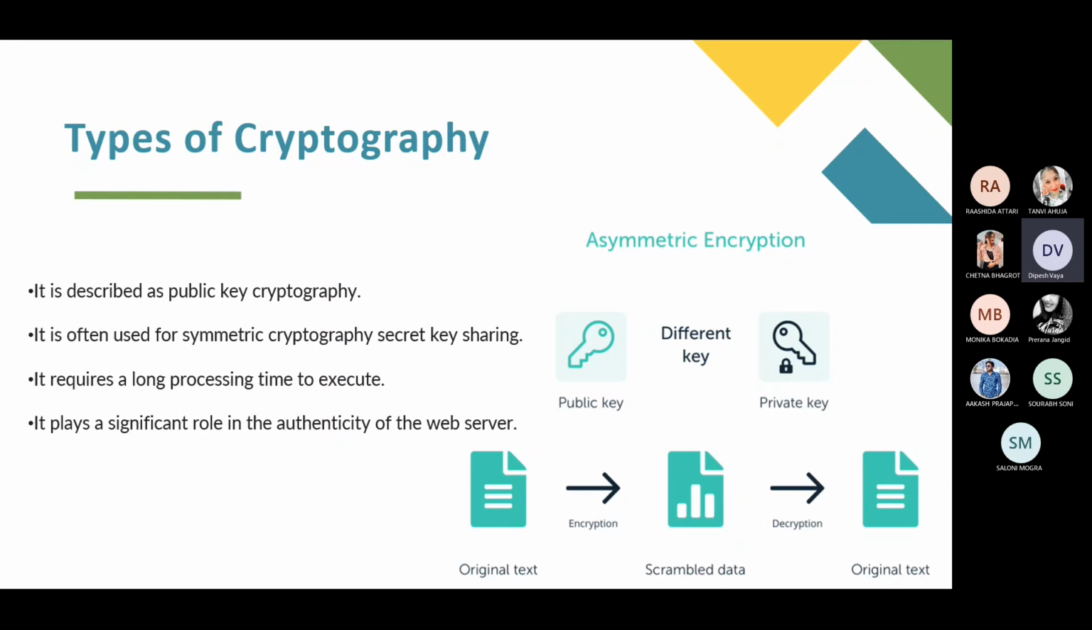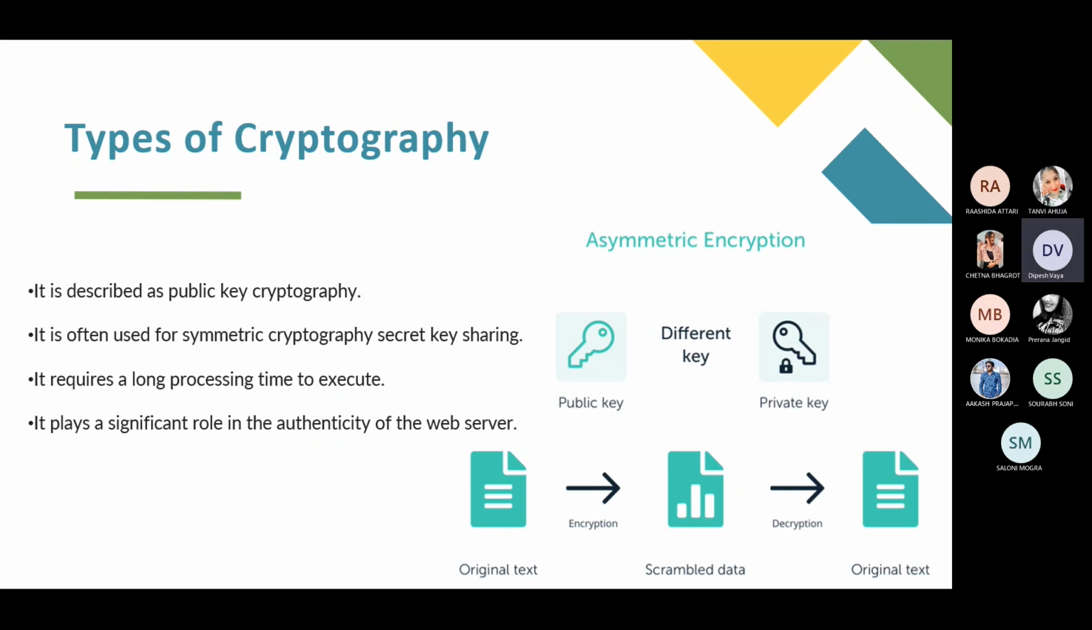Just imagine everybody is having two keys. If I'm talking about myself, I will have two keys. Similarly, Rashida will have two keys, Tanvi will have two keys, and Chetna will have two keys. What are the two keys? The first key is the public key. Public key means it is shared publicly. My public key, Chetna knows, Tanvi knows, and Rashida knows. Similarly, about Chetna's public key, we all three people know what her public key is. Got it? That is why the name is public key, because it is publicly available. Is it clear with all of you?